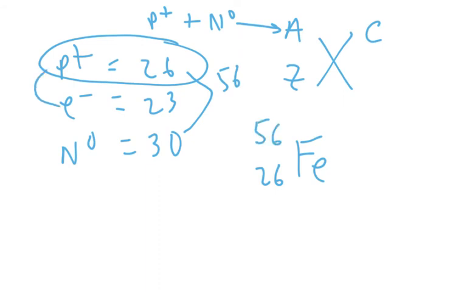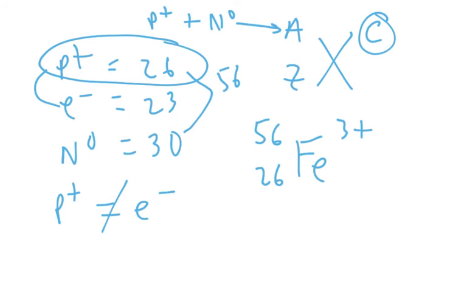Now, notice that the proton number and the electron number are not equal. So there's a charge. Okay? There are 26 positives and 23 negatives. That means that you lost 3 negatives. So when you lose, you're positively charged. So this guy is plus 3.